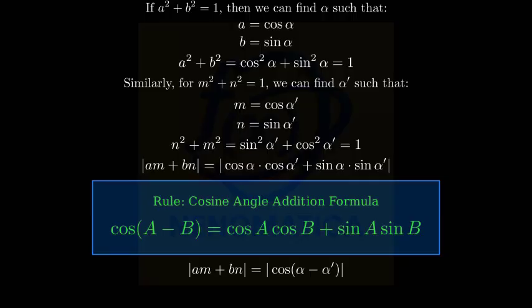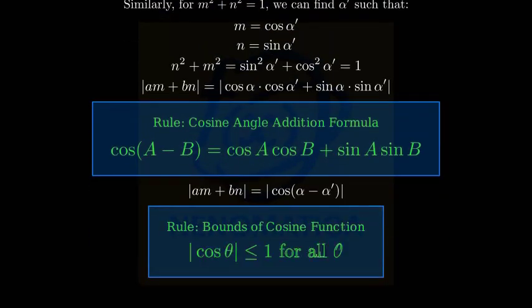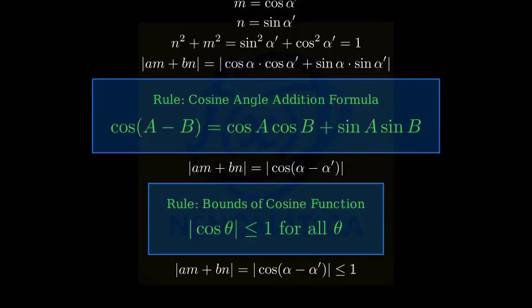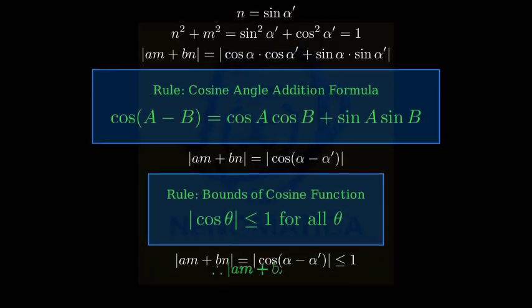Finally, we know that the absolute value of cosine of any angle is always less than or equal to 1. Therefore, the absolute value of a m plus b n, which equals the absolute value of cosine of alpha minus alpha prime, must be less than or equal to 1. This completes our proof.